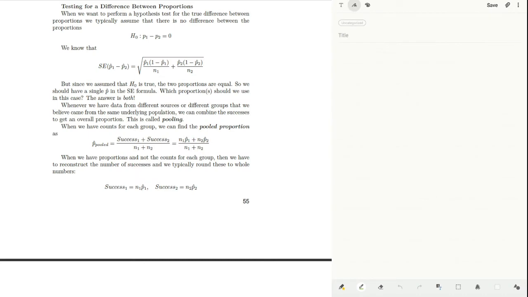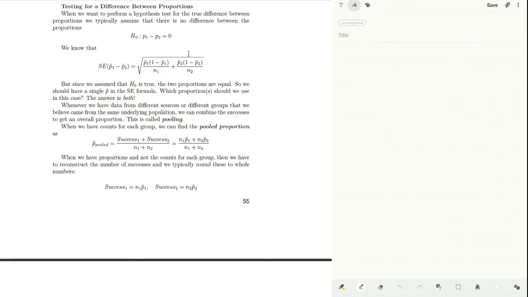In this video we're going to talk about testing for a difference between two proportions. When we want to perform a hypothesis test between two proportions, we typically assume that there is no difference between them. And so this tells us that the null hypothesis is P1 minus P2 is equal to 0. So there is no difference between the two proportions, and this is equivalent to saying that P1 is equal to P2.